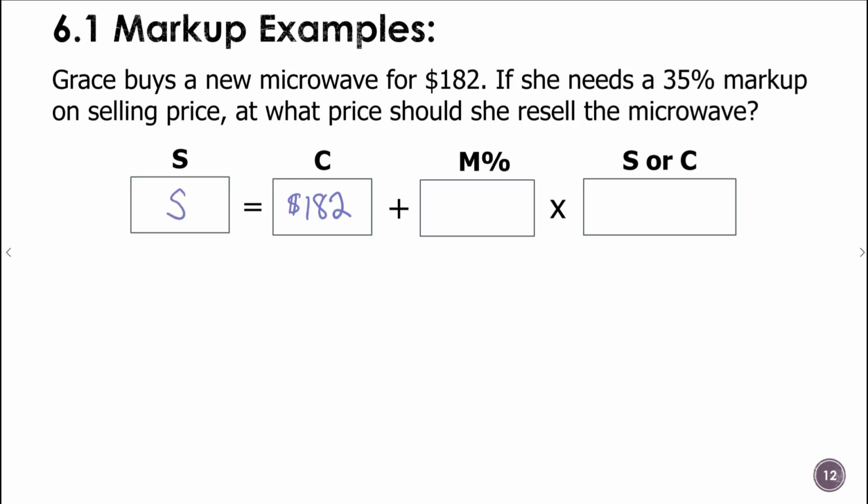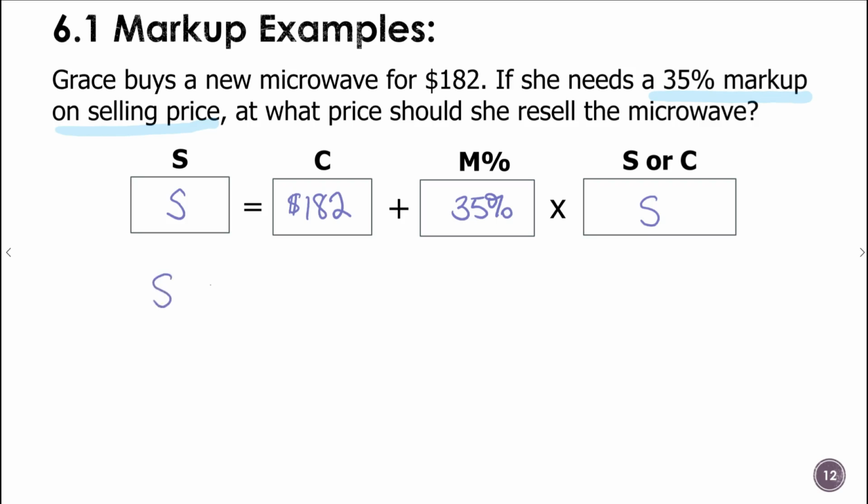We are looking for selling price. It says at what price should she resell the microwave. Our markup is 35% and the markup is on selling price. So what goes in this box is whatever selling price is. Well, selling price is what we don't know. That's our unknown.